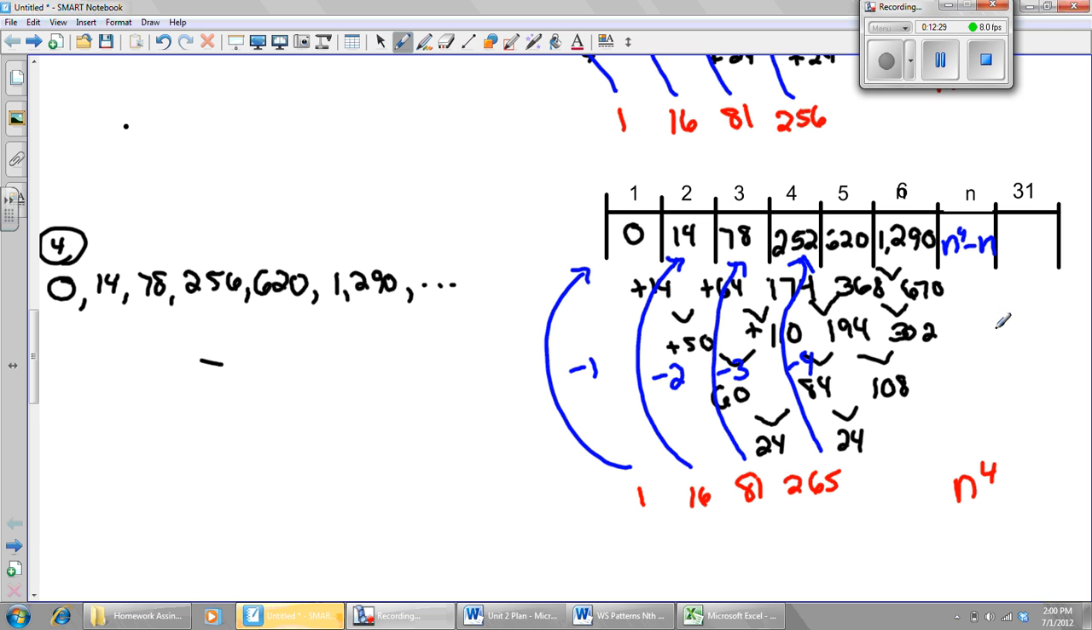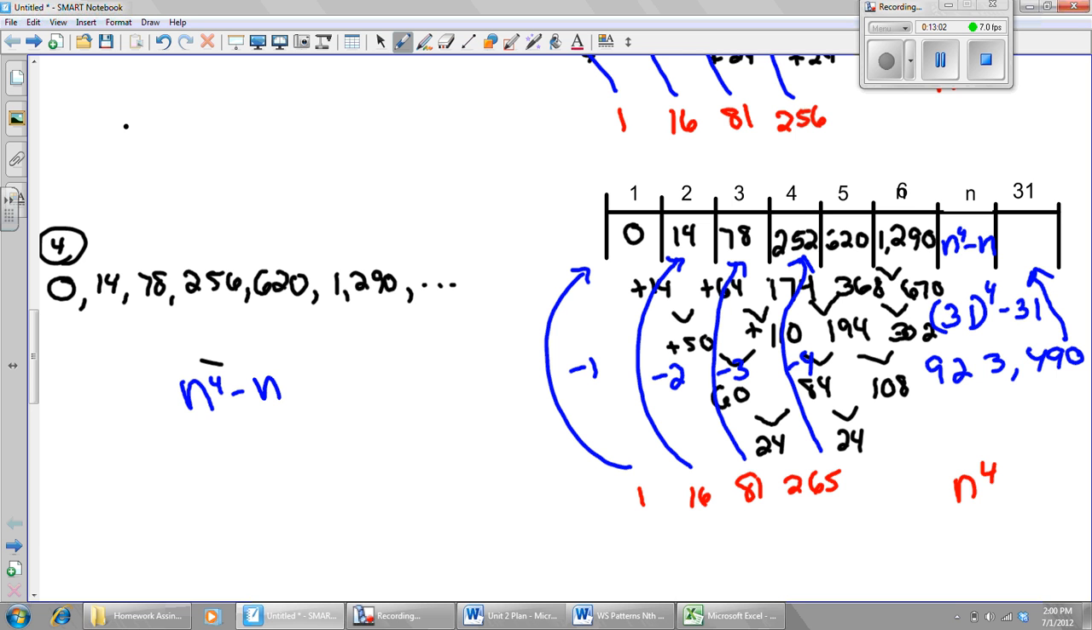So to do the 31st term, I'll do 31 to the fourth power minus 31. And that comes out to be a very large number, as you can expect. 923,490. And I did it again. I ran off the page. No problem. I'll slide it over and sneak my 0 in there. All right. So the formula was n to the fourth minus n. And again, that was quartic.